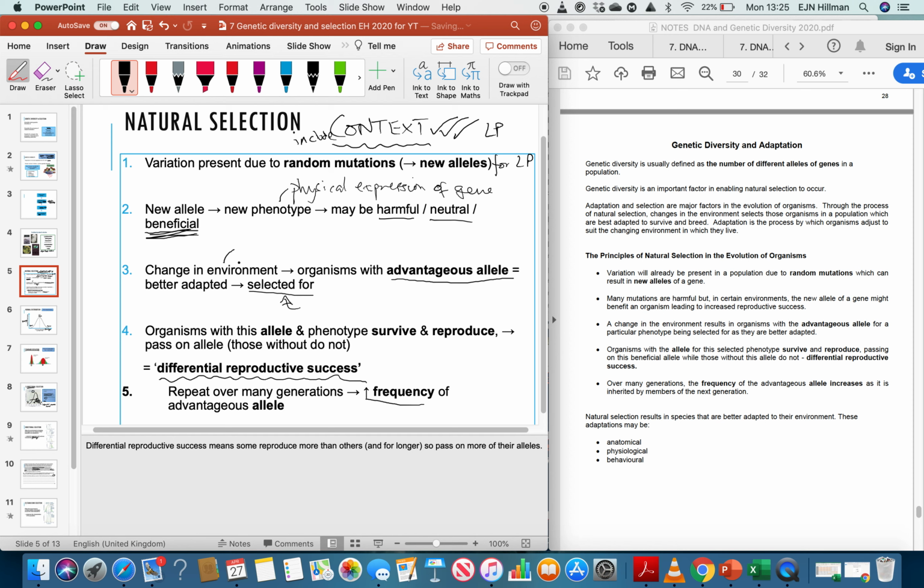Change in the environment is the farming practices, so farming cattle for milk. The advantageous allele, well, if you have the lactase persistence allele, you can break down lactose from the milk into glucose, so it's an extra source of glucose and galactose. They would be selected for, they survive and reproduce more often, pass on the lactase persistent allele. Over many generations, the frequency of that allele increases.